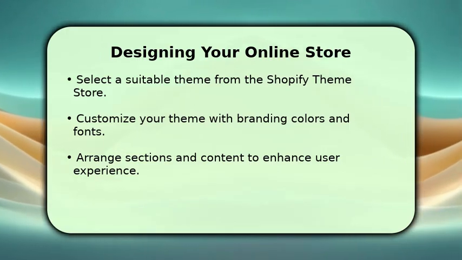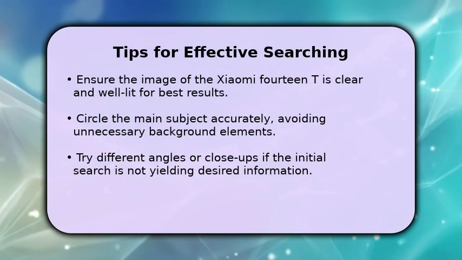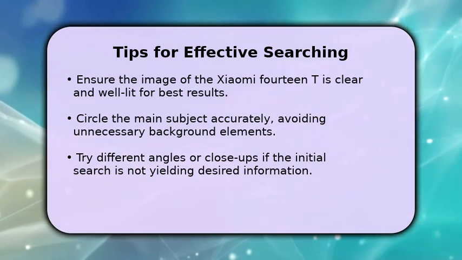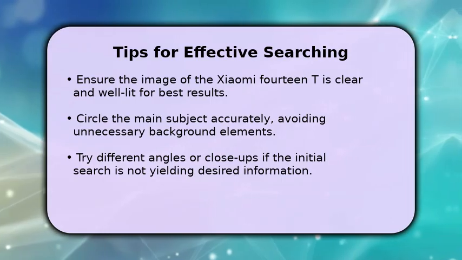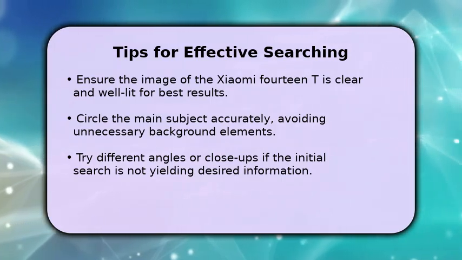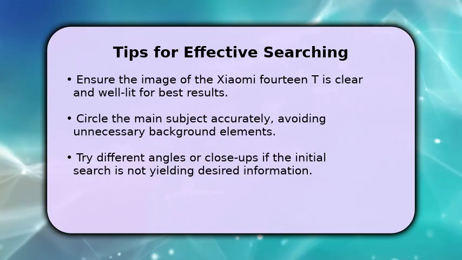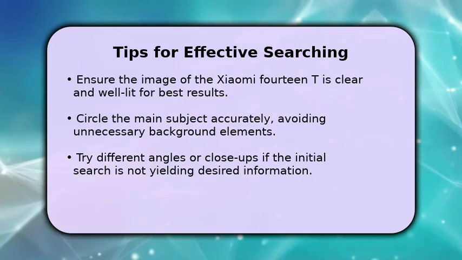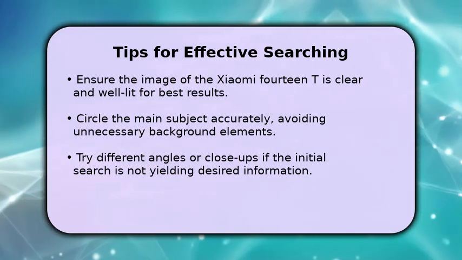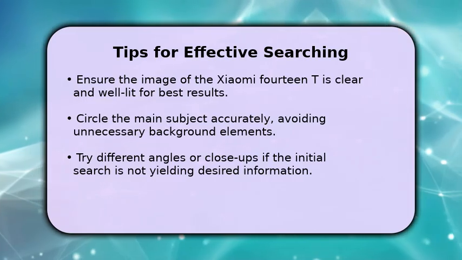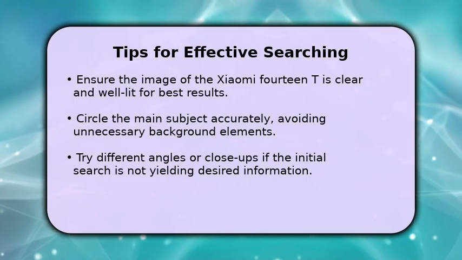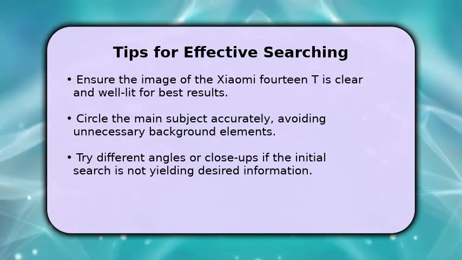To get the most out of Circle to search when looking for the Xiaomi 14T, here are a few helpful tips. Always ensure the image of the device is clear and well lit, as this significantly improves recognition accuracy. When circling, try to be as precise as possible, focusing only on the phone itself and avoiding extraneous background elements. If your initial search isn't perfect, try different angles or combine your visual search with a few descriptive words for highly specific and accurate results.